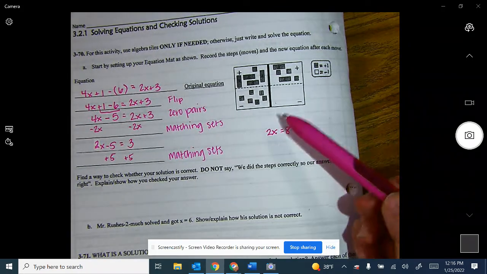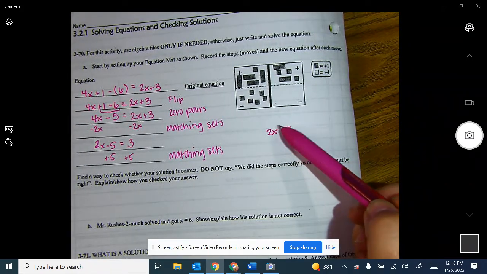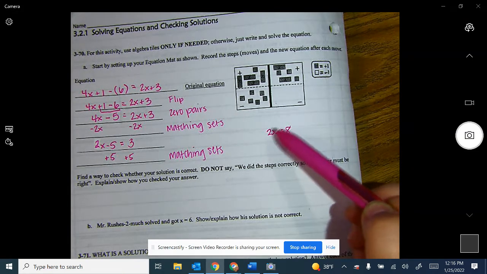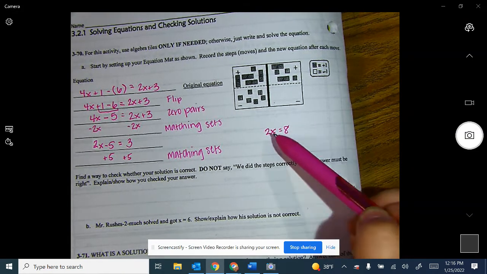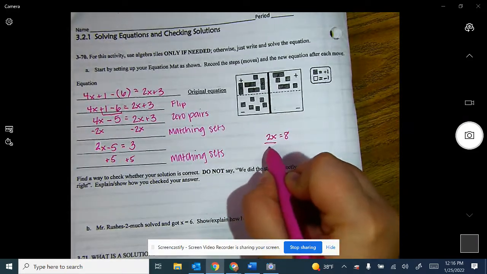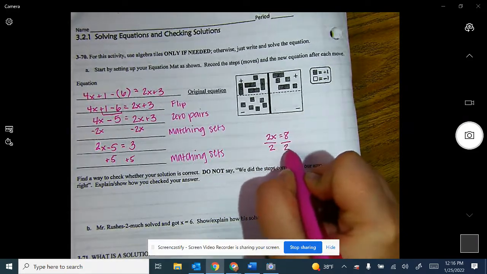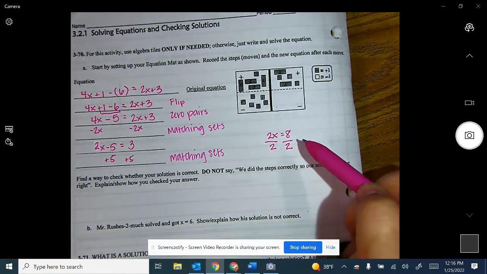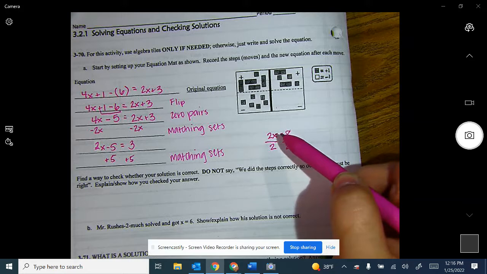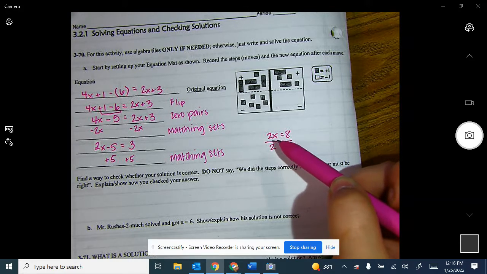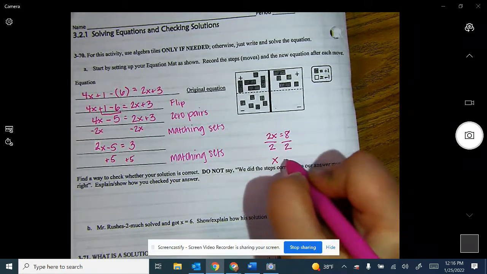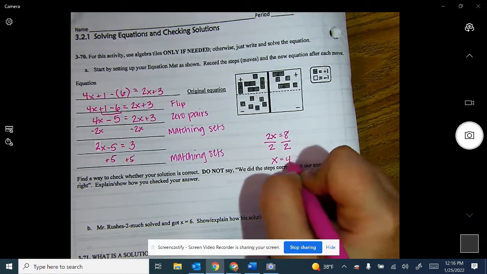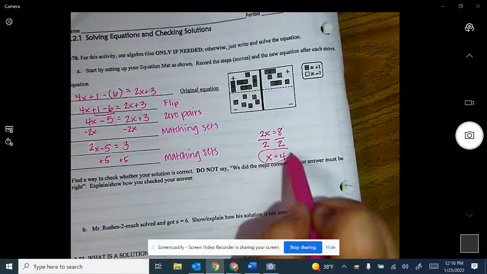All right, now remember, we're thinking about this like 2 people and 8 cookies, and I need to figure out how many each person gets, right? So I'm going to split those cookies into 2 even groups, and whatever I do on the left, I have to do on the right. 2 divided by 2 is 1, so now I just have x is equal to 8 divided by 2 is 4. All right, and there's my answer.